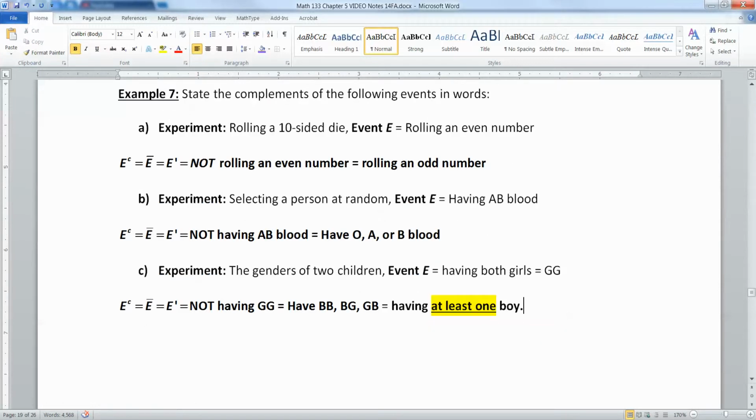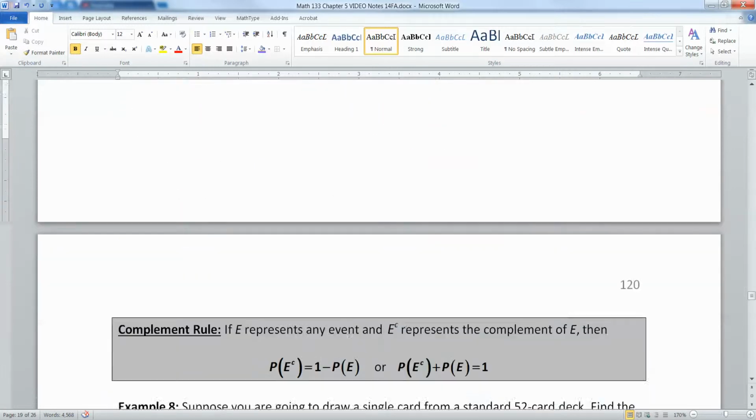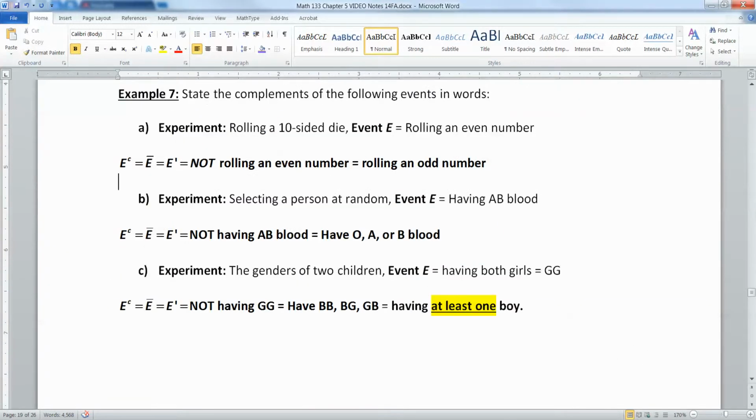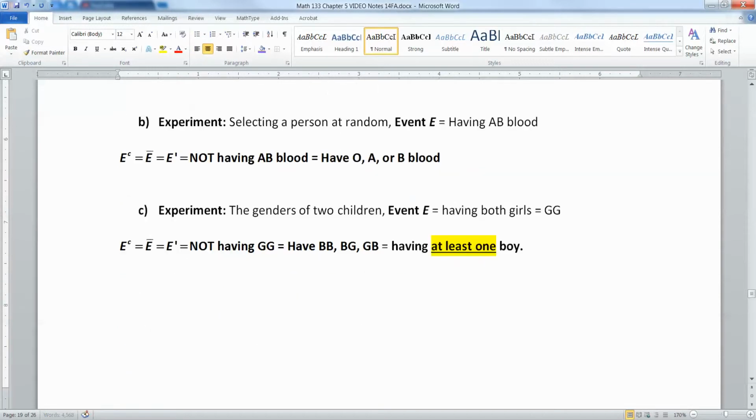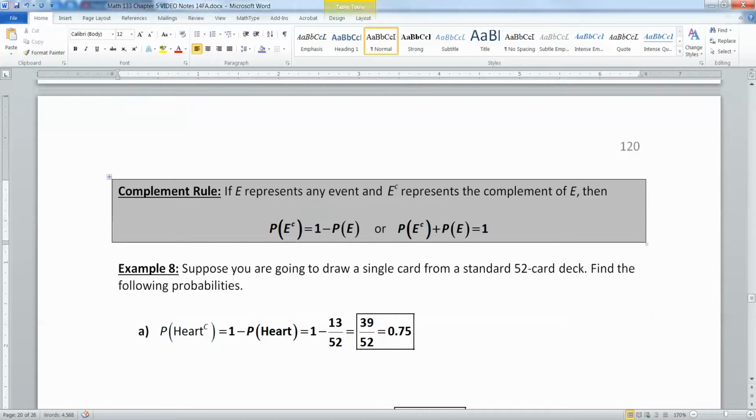All right, now that we know how to write up complements and kind of how they look, we need them to help us find probabilities. So why are the complements so important? Complements are important because there is a complement rule for probabilities right here. It says that if event E represents any event, and if E complement represents the complement of that event, then the two probabilities have got to add up to 1. In other words, the probability of E complement is 1 minus the probability of E.